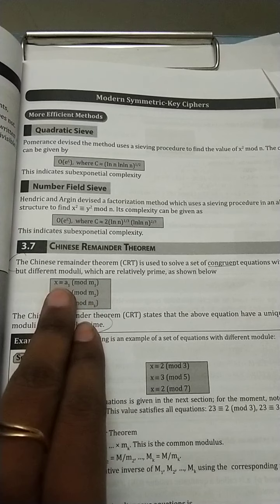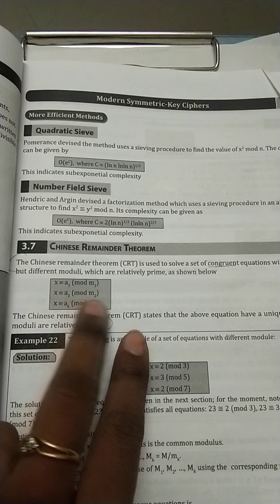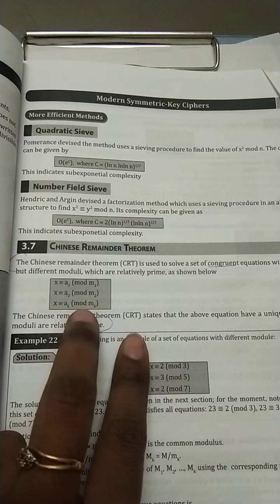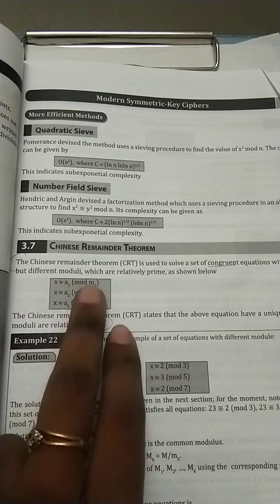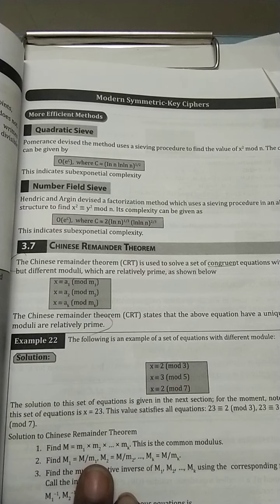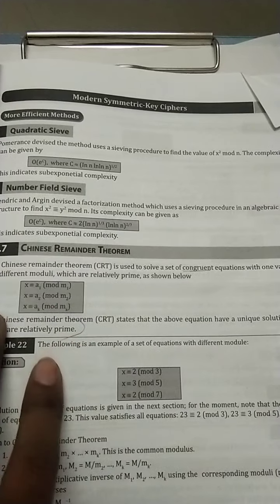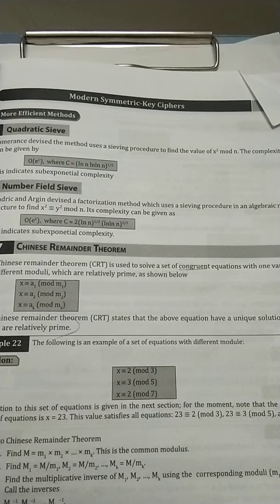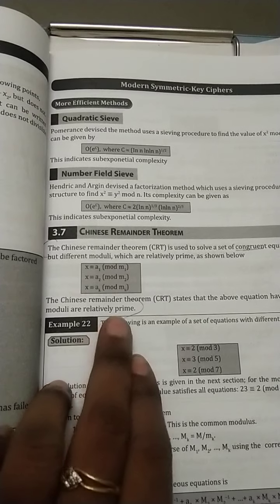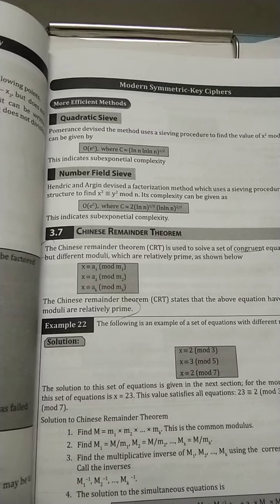Now this is shown below. It should be like this: x is congruent to a1 mod m1, x is congruent to a2 mod m2, and x is congruent to ak mod mk. Any number of equations can be there, and we have to find the value of x. The theorem states that the above equations have a unique solution if the moduli are relatively prime. So they have explained this with an example.